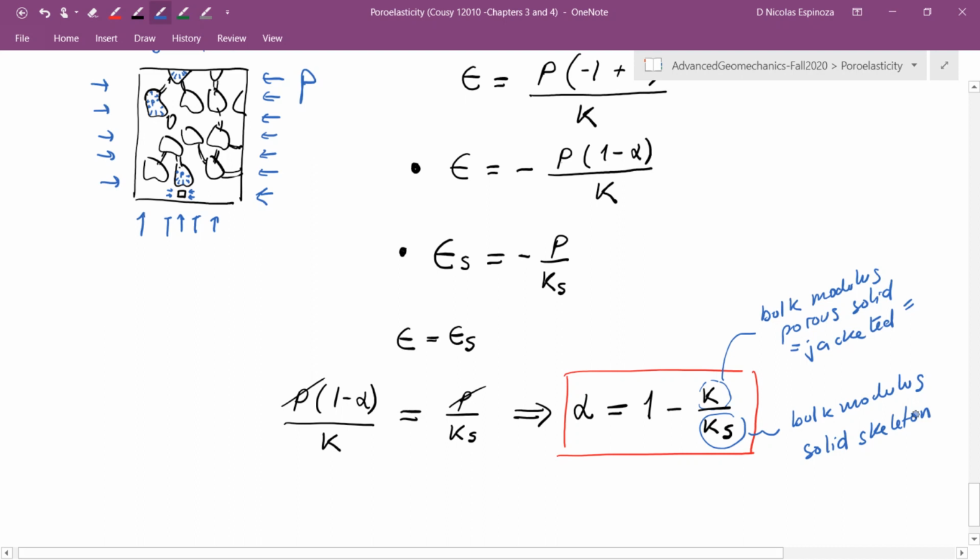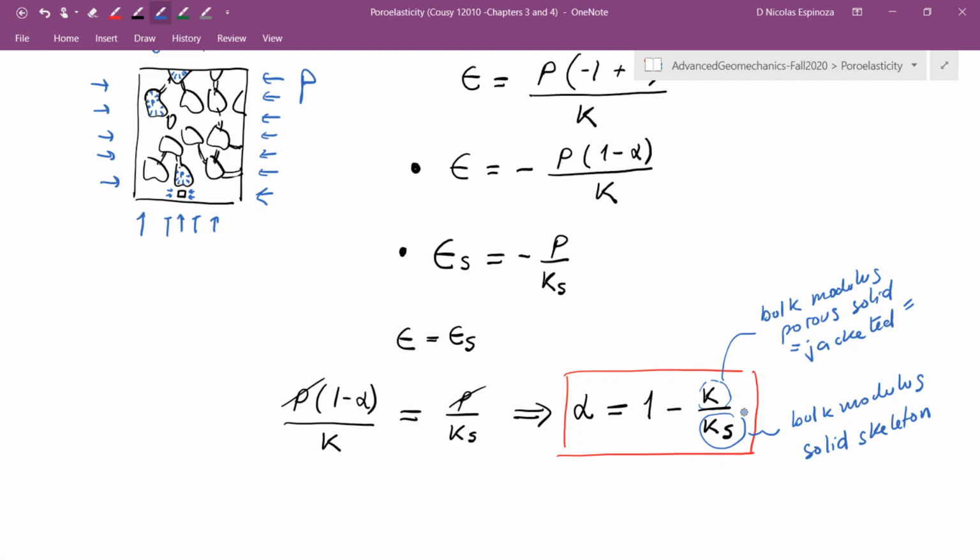There were quite a few assumptions in getting to this derivation. And remember that one of those is that all the porosity is connected. If the porosity is not connected, then this is not going to work. But we'll see also that a little bit more in detail later on.